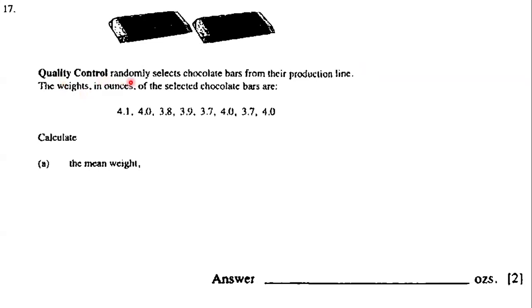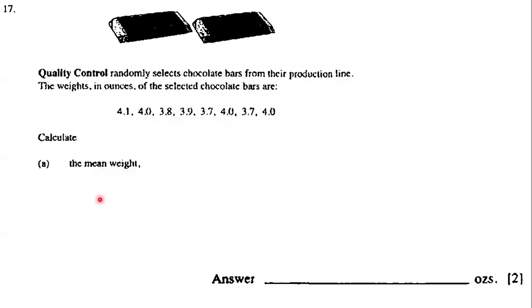Quality control randomly selects chocolate bars from their production line. The weights in ounces of the selected chocolate bars are 4.1, 4.0, 3.8, 3.9, 3.7, 4.0, 3.7, and 4.0. Our question asks us to calculate the mean weight.